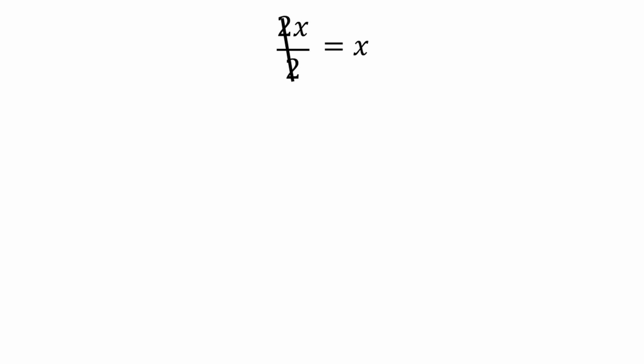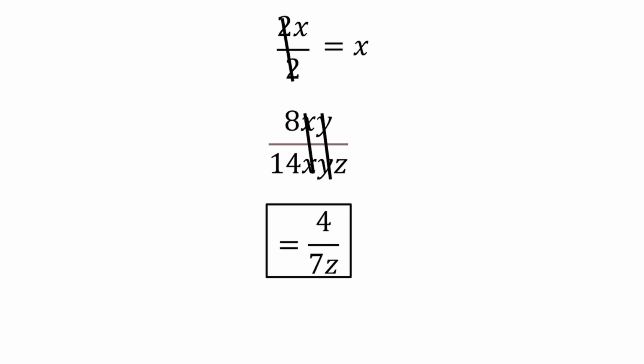So take, for example, 8xy divided by 14xyz. We have both x and y on the numerator and denominator, so they get cancelled in the simplification. 8 over 14 can be reduced to 4 out of 7, so our final simplified form is 4 divided by 7z.